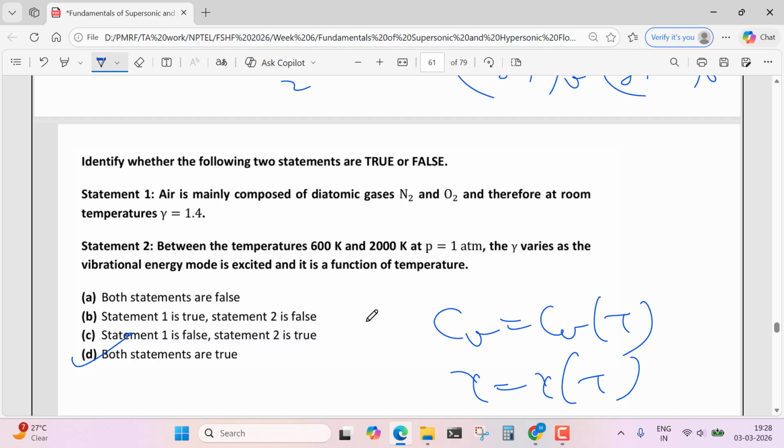Now we'll see the next question. Identify whether the following two statements are true or false. Statement 1: Air is mainly composed of diatomic gases N2 and O2, and therefore at room temperature gamma equals 1.4. Statement 2: Between the temperatures 600 Kelvin and 2000 Kelvin at P equal to 1, gamma varies as the vibration energy mode is excited, and it is a function of temperature. So what is the answer for this question?